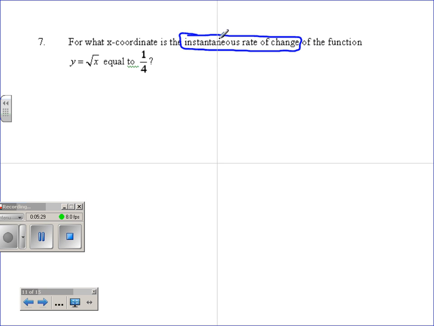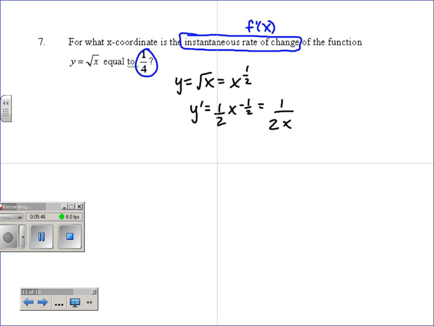This is like saying tangent line, the slope of the tangent line, it's the derivative. Instead of setting it equal to 0, we're supposed to set it equal to 1/4. So if y equals the square root of x, it's the same as x to the 1/2. So y prime is 1/2 x to the negative 1/2, which is 1 over 2 x to the 1/2. We're trying to figure out where this equals 1/4.